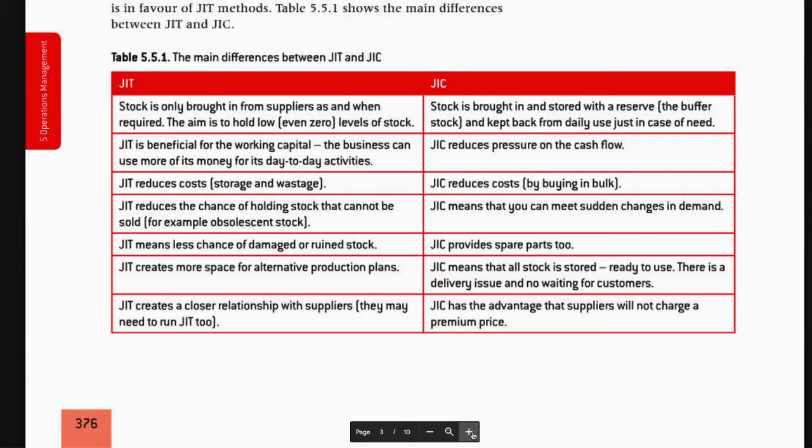So just in case, here are the differences. So we store stock. Sometimes it's kept back from daily use in case we need it. It says it reduces pressure on cash flow. Yeah, because we don't have to be paying our suppliers every single day. While just in time is beneficial for our working capital, if we've paid out all of our suppliers for a month ahead of time, we don't have to worry about having cash every single day. I'd argue that the working capital advantage is bigger, though.